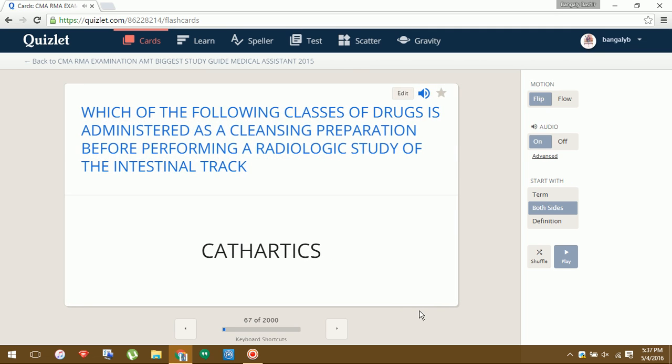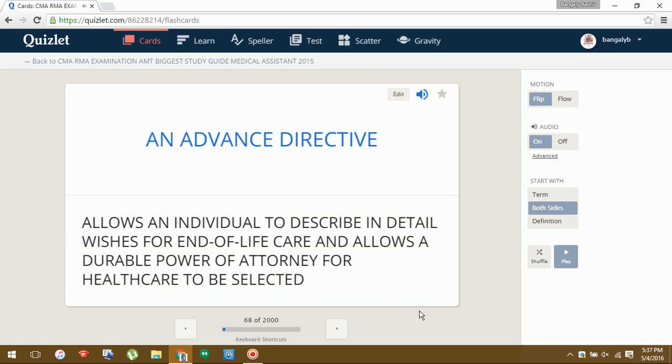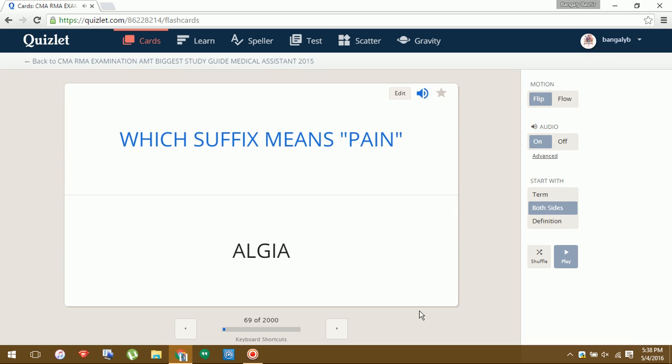Which of the following classes of drugs is administered as a cleansing preparation before performing a radiologic study of the intestinal tract? Cathartics. An advance directive allows an individual to describe in detail wishes for end-of-life care and allows a durable power of attorney for healthcare to be selected. Which suffix means pain? Algia.